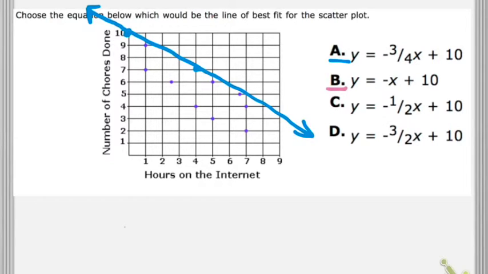In B, my equation is y equals negative x plus 10. My slope is negative 1, my y-intercept is positive 10, so I know that I'm going to start at the same point that I started before, at y equals 10. And my slope being negative 1, I'm going to go 1 down, 1 to the right. 1 down, 1 to the right. And now I'll connect these points.